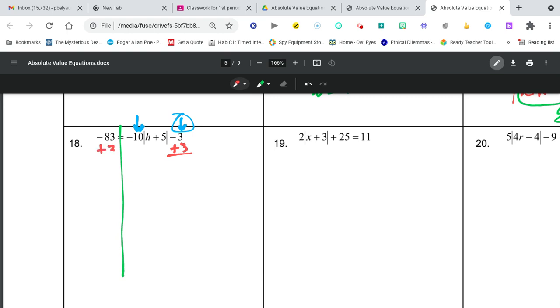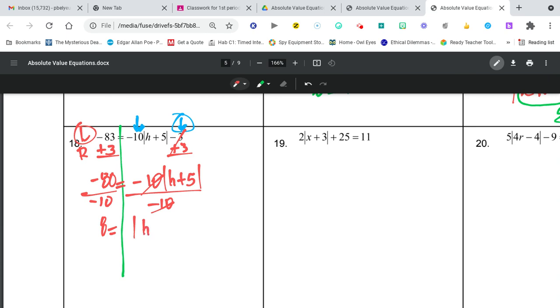Plus 3, plus 3. This goes left, this goes right. I would subtract, and it's more left. So I would end up with negative 80 equals negative 10 times the absolute value of h plus 5. And then I only have to get rid of negative 10. That's the only other thing on the outside of that absolute value. Remember, we only want what's on the inside on one side of the equation. Divide both sides by negative 10. So we get 8 equals the absolute value of h plus 5.